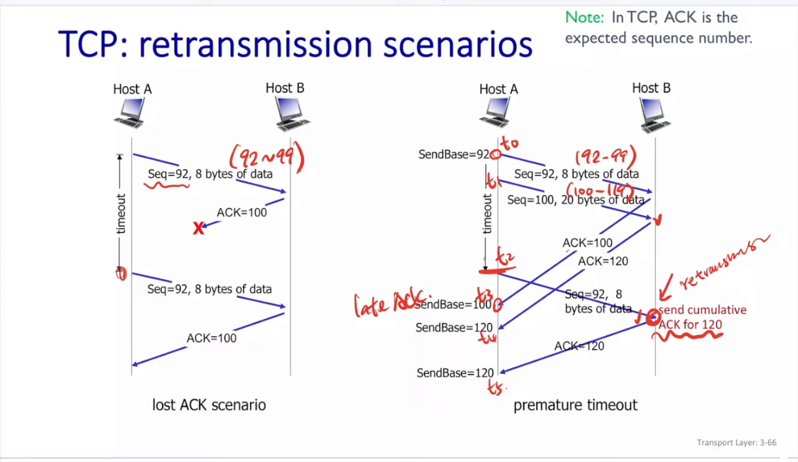So that is simpler for host B to do such kind of acknowledgement. It simply uses a cumulative ACK to specify what bytes were received by the receiver. We don't have individual ACKs right here. TCP uses cumulative ACK.